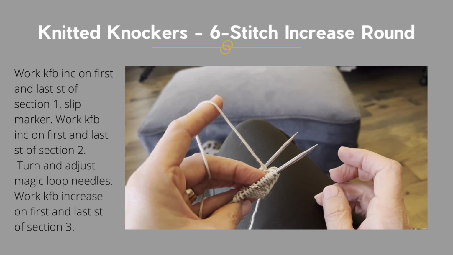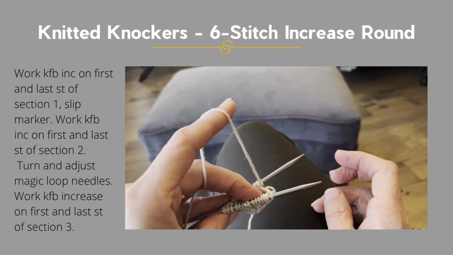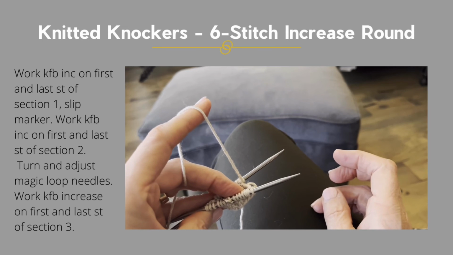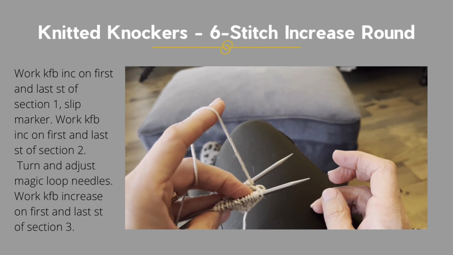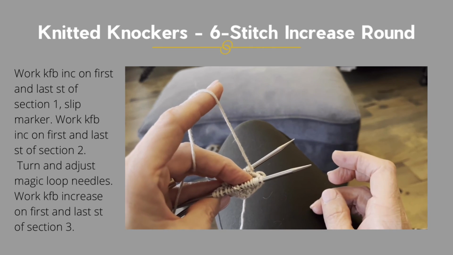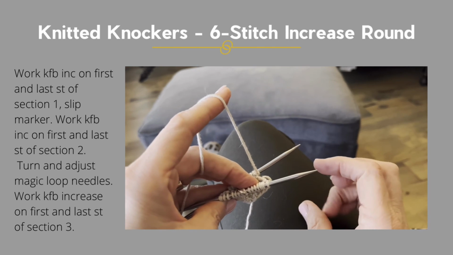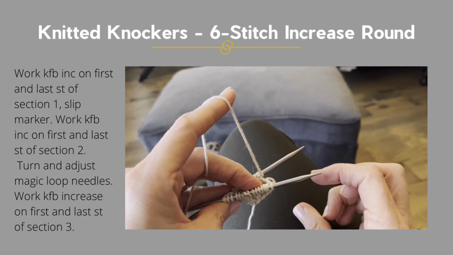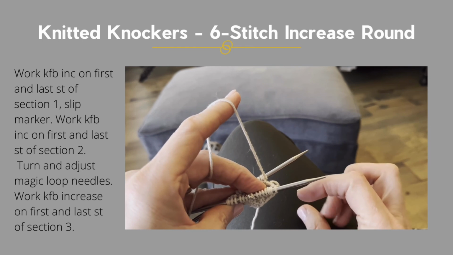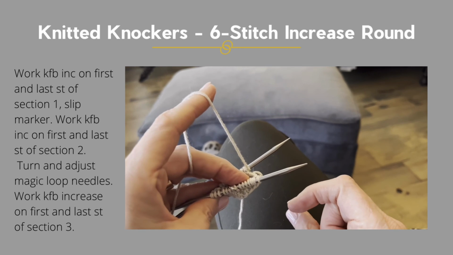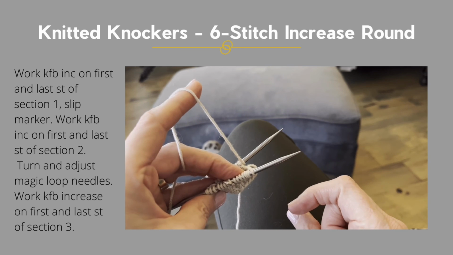If there's a chart in your pattern, it tells you how many stitches you need to increase according to whatever size you want to make. So you will look in your pattern. And you'll just keep repeating these 2 rounds, the 3-stitch increase round and the 6-stitch increase round, until you reach that desired number of stitches.